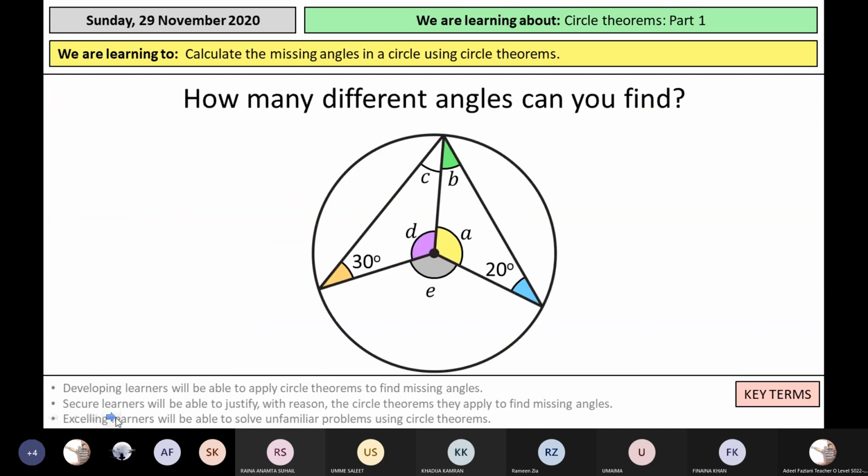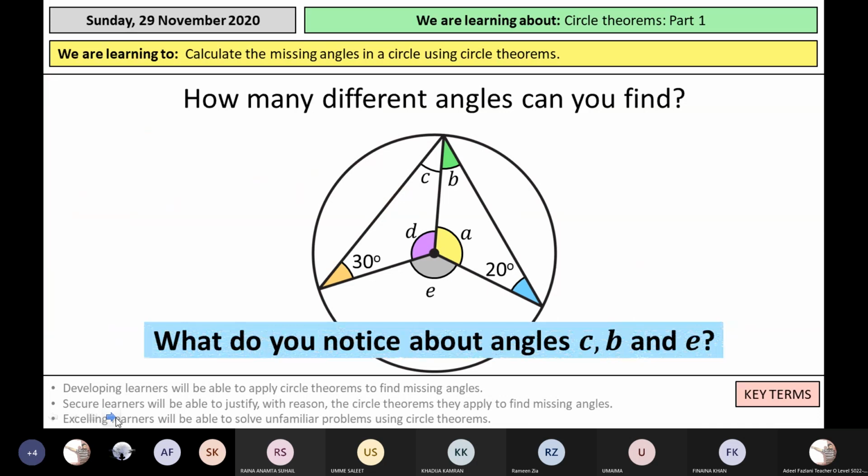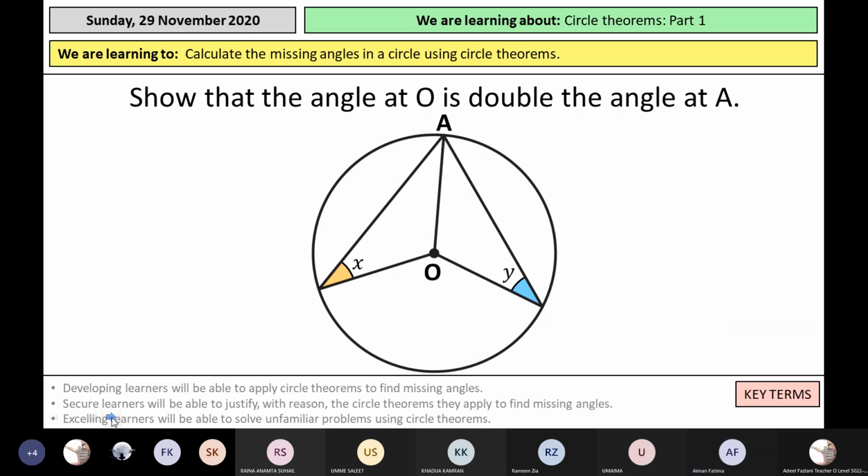Now proceeding to again different angles. What do you notice about the angles C, B, and E? C, B, and E. What do you notice? Sir, E will be twice the angle of C and B. All right. This is the property. This is what you're saying. Excellent. Who was that? I guess you were Umaima, right?